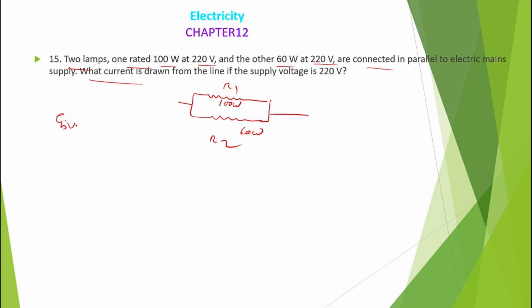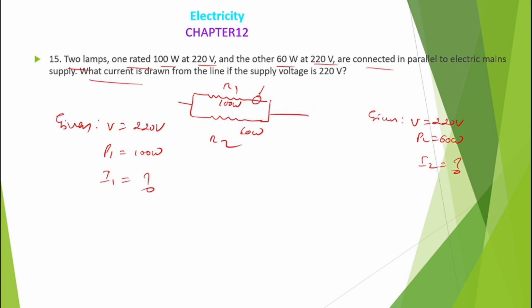For R1, he has given V is equal to 220 volt and P1 is equal to 100 watt. So I1 we have to calculate. For the second part, he has also given V is equal to 220 volt and P2 is equal to 60 watt, and I2 is the question mark. That means one ammeter is connected here, and you want to know how much current it is consuming, and here also you connected one ammeter to know how much current it is consuming.